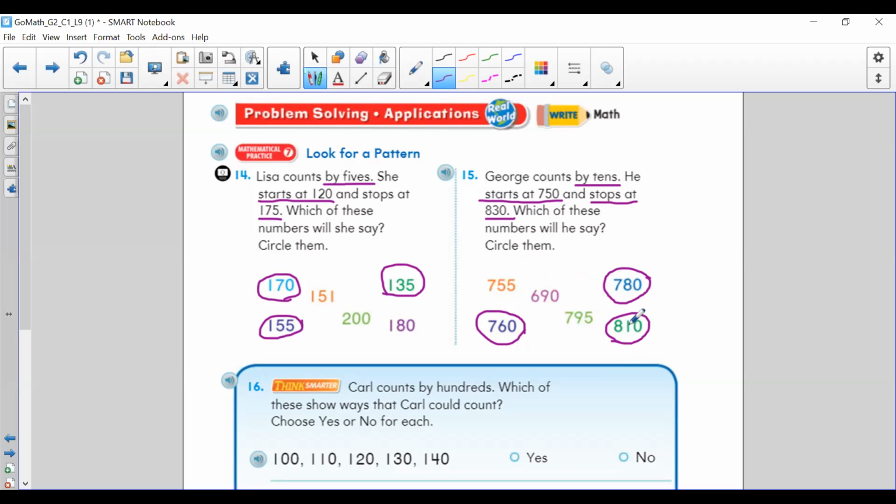Well, we're already at 810. And this is 500, 600, 700. So those are all too low. And even though 755 and 795 would have been in our range, they are not counting by tens starting at 750.